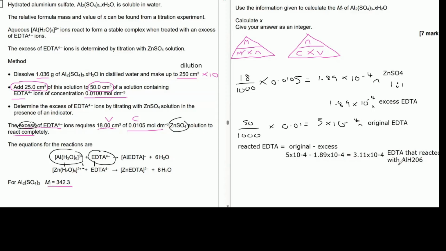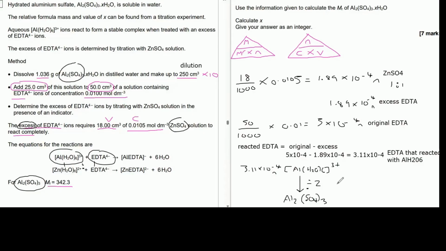Now we can tell that's a one-to-one. So that means I also know now that I had 3.11 times 10 to the minus 4 of Al(H2O)6, right? So that's how many moles of that I had. However, we're dealing with aluminium sulfate here. So what I need to know is that this one molecule of this aluminium complex ion only has one aluminium atom in it, whereas there are two aluminium atoms in aluminium sulfate. So if I want to find out how much aluminium sulfate produced this, I need to divide by 2 because these have two aluminiums in them. So I need to divide by 2.